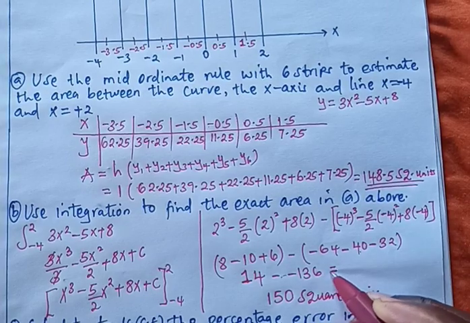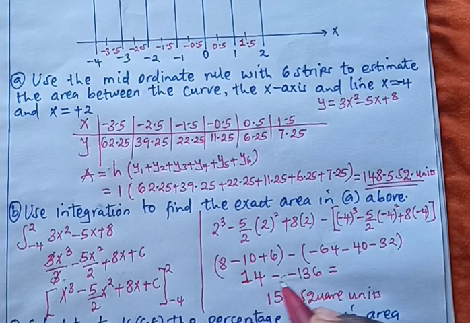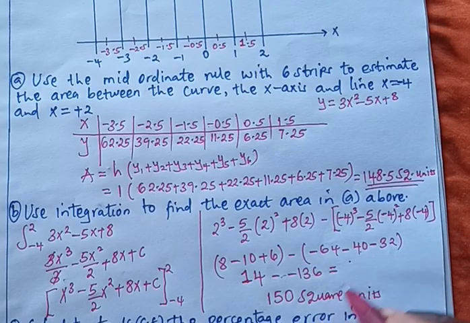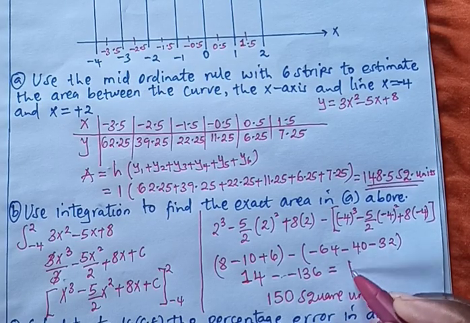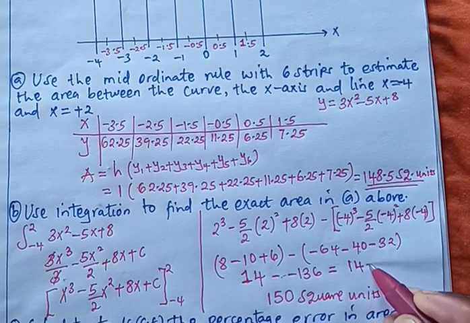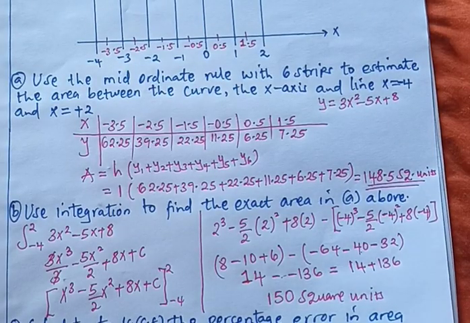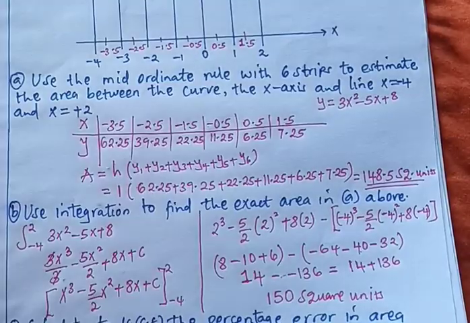Remember, under this part, these negatives, if you do the multiplication of a negative and a negative, you get a positive. That is why we are able to say it is 150. So it is 14 plus 136. It is going to produce 150.